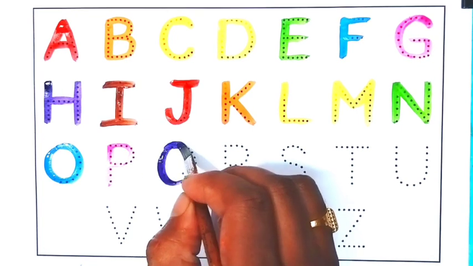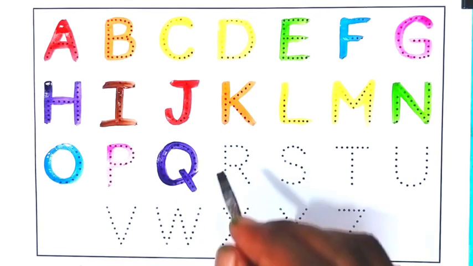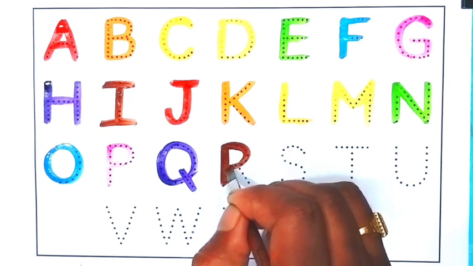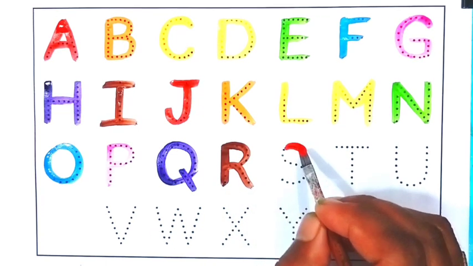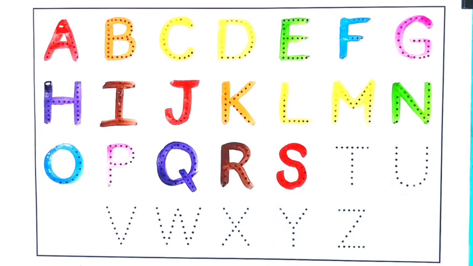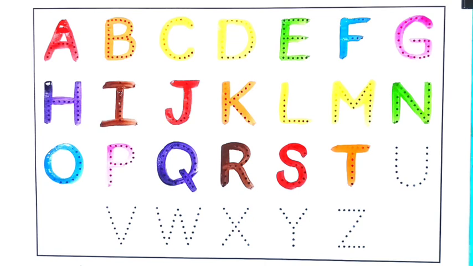Q for quail. R for rabbit. S for soap. T for train.